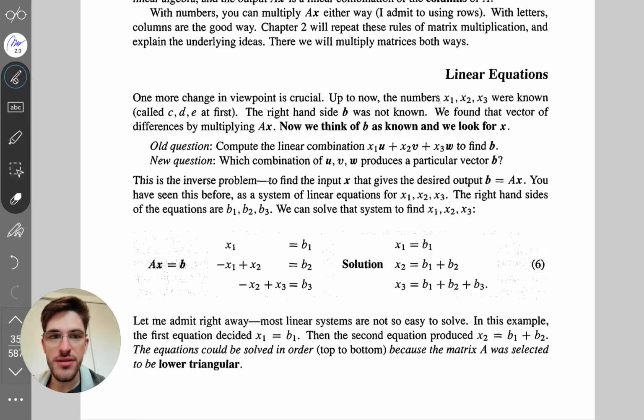Up to now, the numbers x1, x2, and x3 were known. The right-hand side, b, was not known. Okay, I guess this is an interesting angle. We found that vector of differences by multiplying Ax. Now we think of b as known, and we look for x. Ooh.